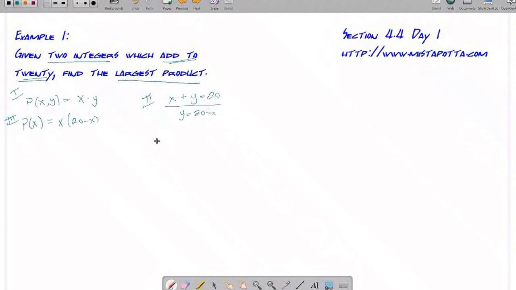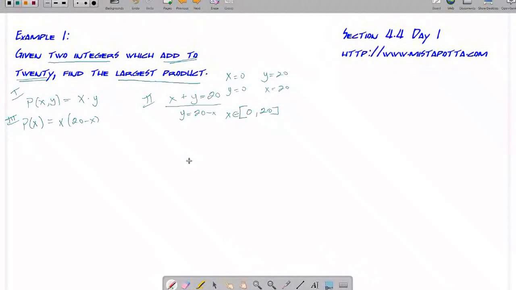So now what I need to do is find critical points. I know that extrema occur at critical points. I also know extrema occur at boundary points. And really, for my boundary points, if x equals 0, then y equals 20, and I'm going to have a 0 product. Similarly, if y equals 0, then x equals 20, so I'm going to have a 0 product. So I really am dealing with a domain from 0 to 20 for my x. X is going to lie somewhere in that domain.